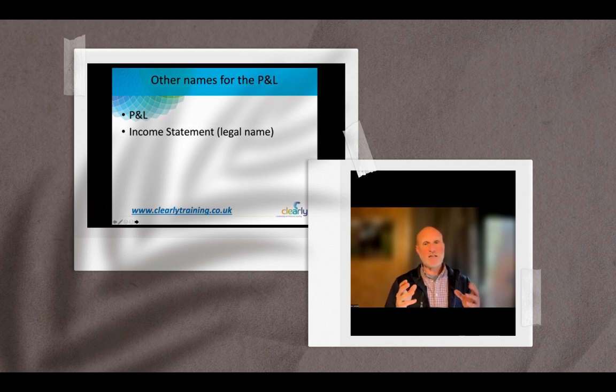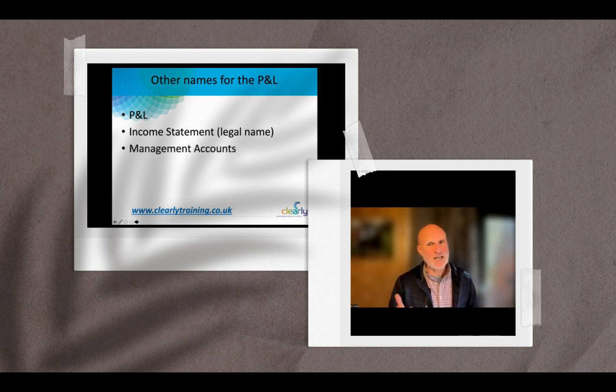So income statement, if you look at a set of statutory accounts, the ones that are sent to government, they will often use the term income statement as a header for the profit and loss account rather than using the term profit and loss account. But you're still looking at the same thing. The income statement is just another name for the profit and loss account.